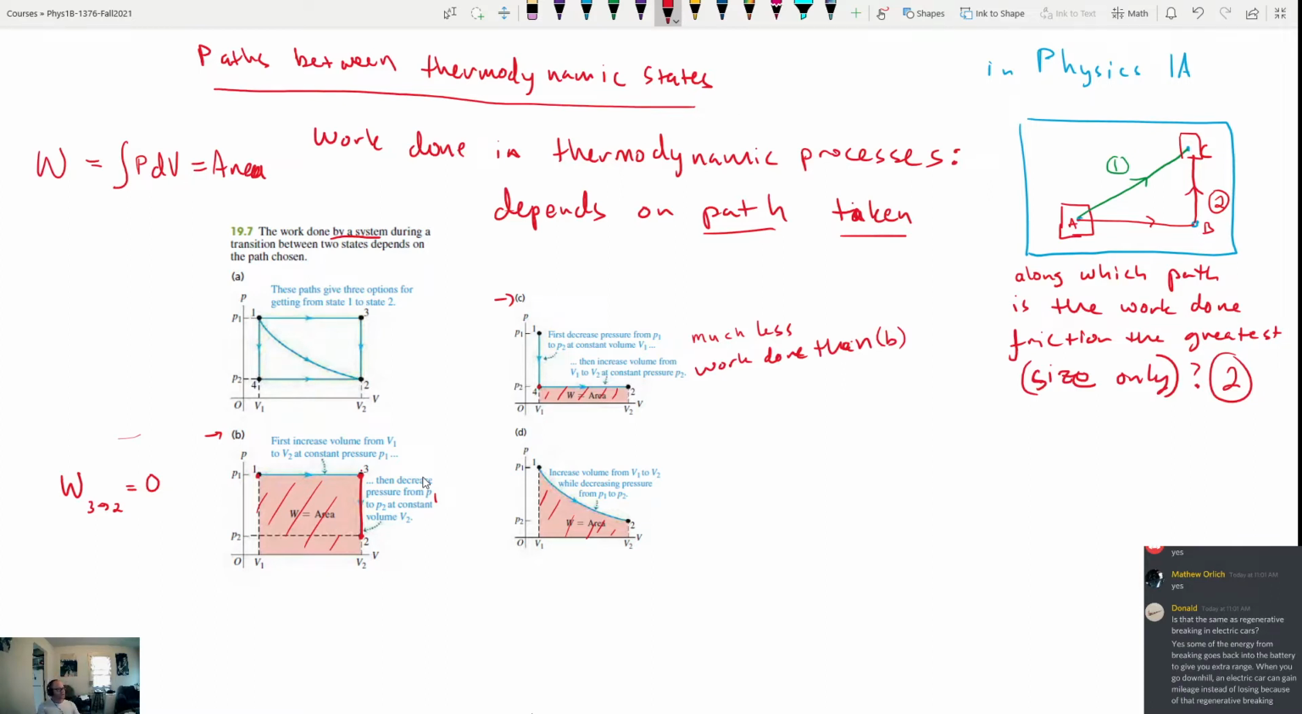Okay, let's read what it says. Some of the energy from braking goes back into the battery to give you extra range. When you go downhill, an electric car can gain mileage instead of losing because of that regenerative braking. Cool. Because it's just rolling. But it's not really rolling because you're probably applying brakes. And basically what you can do is you can use that to recharge the battery. That's neat. That is really clever.